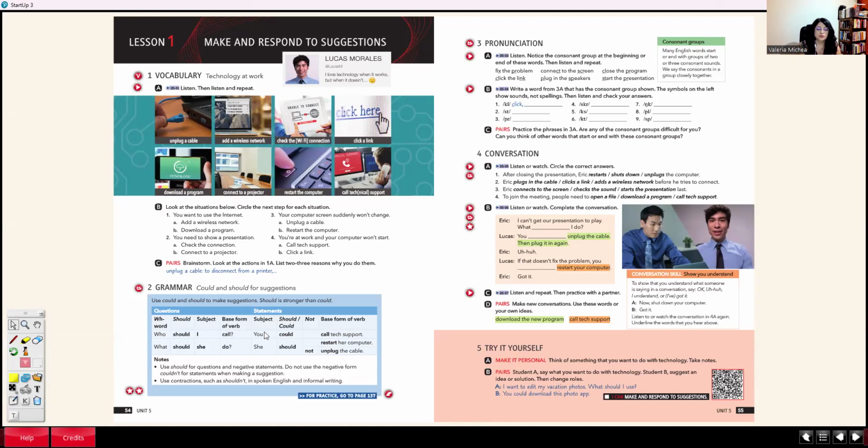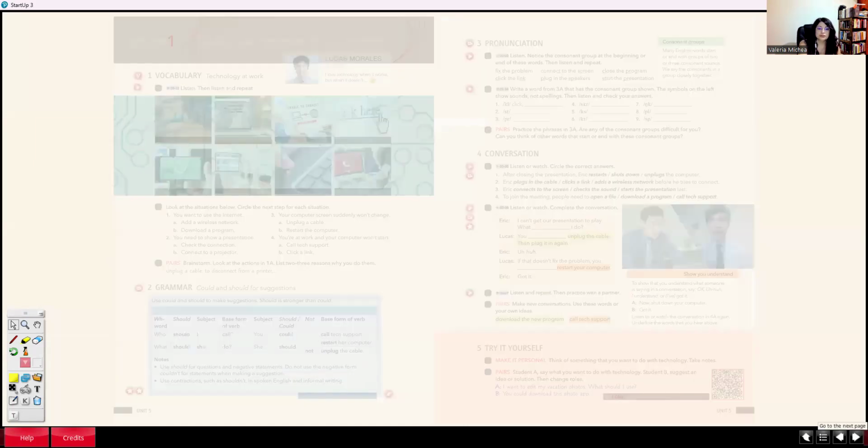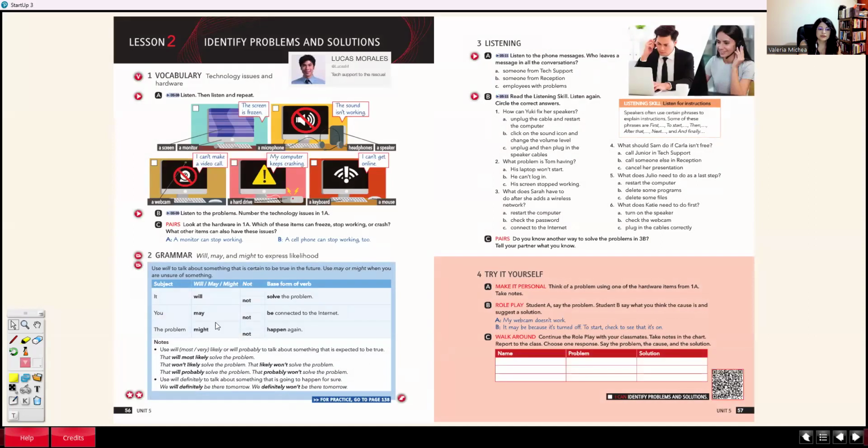And well, you can also use should in the negative form, like you shouldn't do that, you shouldn't unplug your computer, etc. But you cannot use couldn't in the negative form. That is also something that we talked about last class. So yeah, that's basically what we did in this unit. We were just reviewing these two modal verbs. Then we moved on to the second lesson.